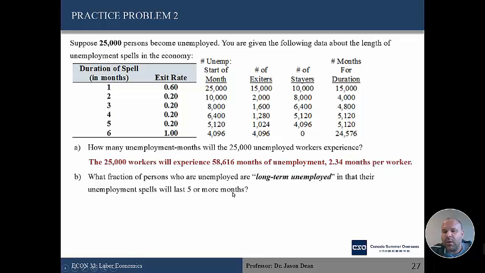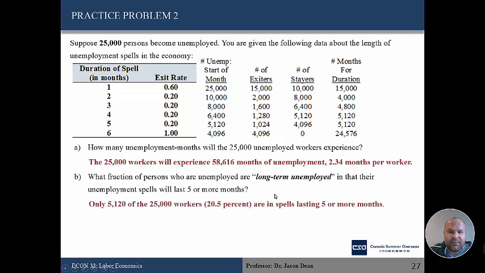Now it's asking what fraction of persons who are unemployed are long-term unemployed, in that their unemployment spells last 5 months or more. Okay, so we know that in the 5th month, 1,024 will get a job, and at the end of the 6th month, 4,096. So if you sum these two numbers, this is the number of people that were unemployed for 5 months or longer. And if you take that and divide it by 25,000, you get that represents about 20% of the workers have unemployment spells lasting 5 or more months.